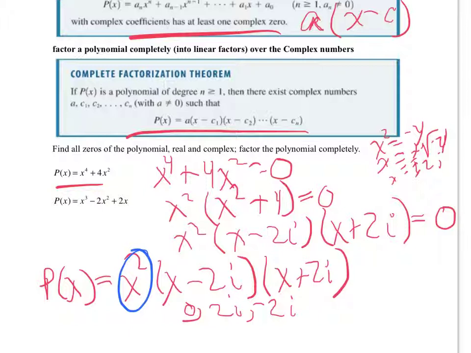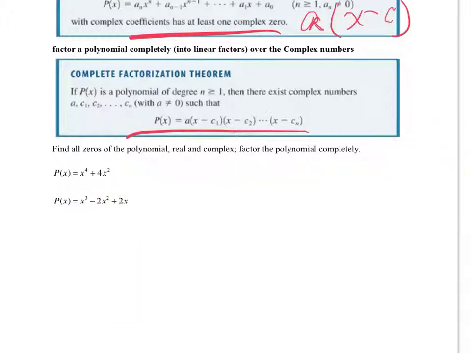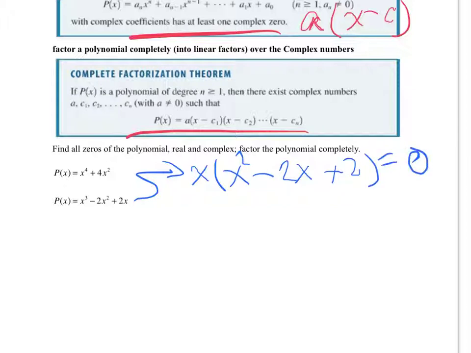Okay, so the next one, again, has a common factor. So we'll factor out the common factor, which is x. So we have x times x squared minus 2x plus 2, and we're finding zeros, so we'll set that equal to 0. The factor x gives us 1 zero, x equals 0.